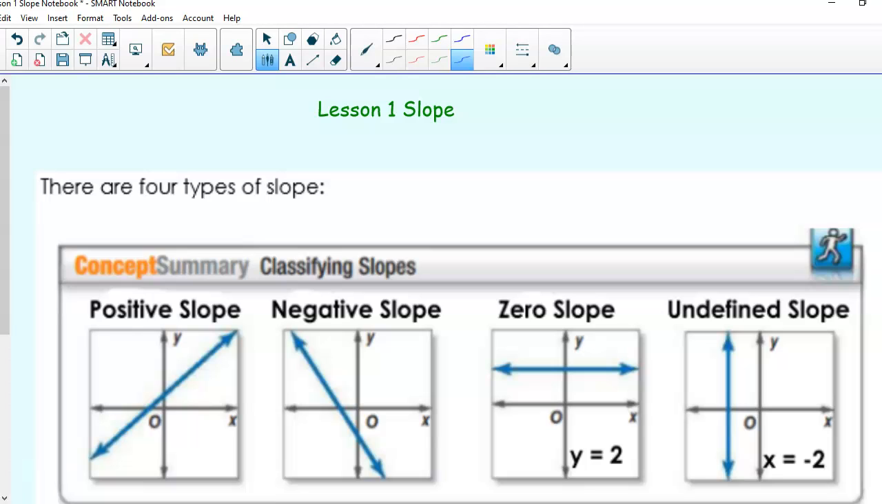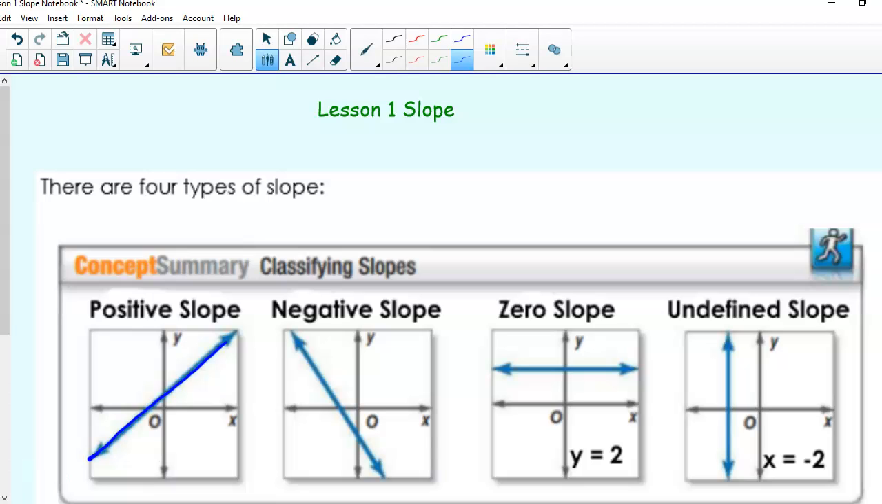There are 4 types of slope that we need to know. The first is your positive slope. Your positive slope starts from the bottom left of your graph and goes to the upper right. It's like I'm walking up a hill. I'm exerting lots of positive energy.